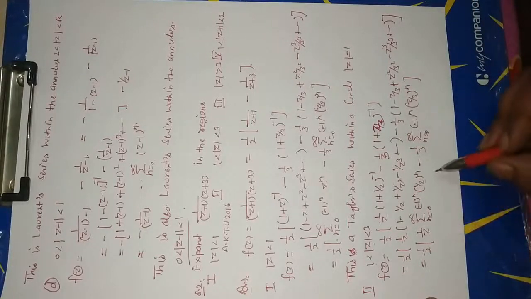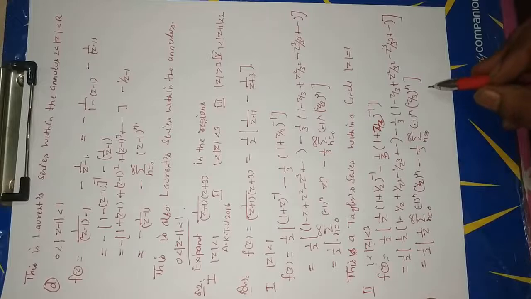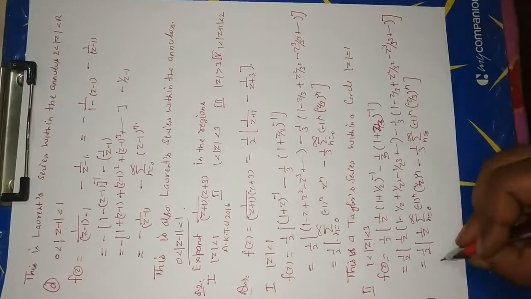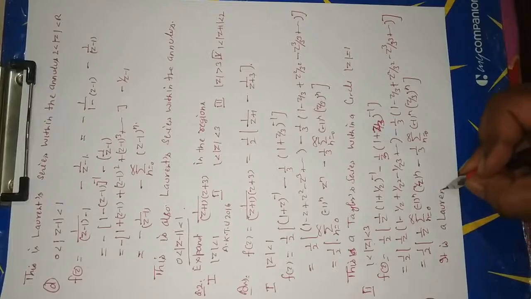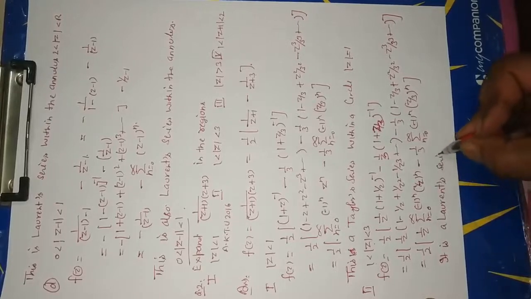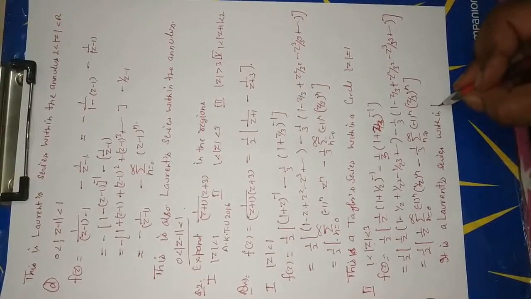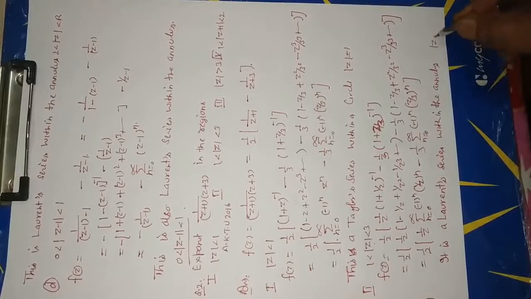In this expansion, the power of z is negative and positive both. Therefore, it is a Laurent series within the annulus 1 < |z| < 3.